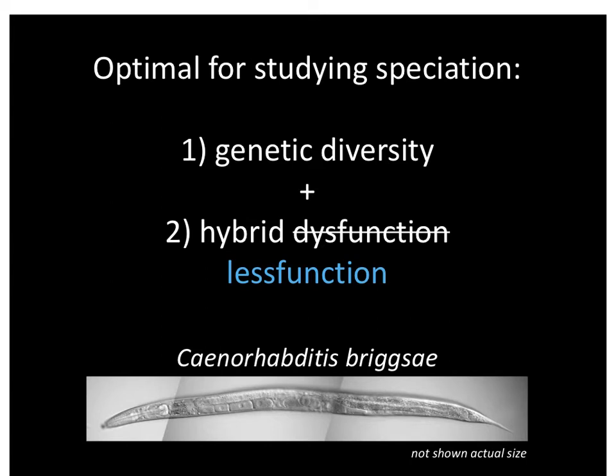And the reason that we study C. briggsae is that they exhibit some interesting patterns of genetic diversity that C. elegans, the sister species, doesn't exhibit. And also, as I just mentioned, we have this empirical evidence of hybrid dysfunction.